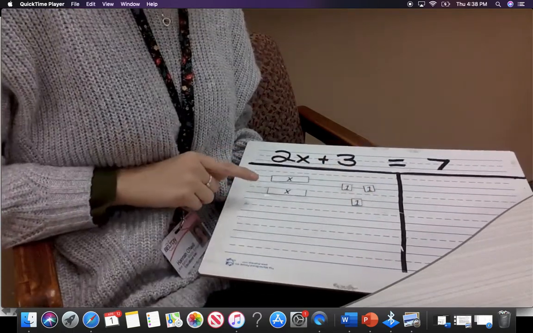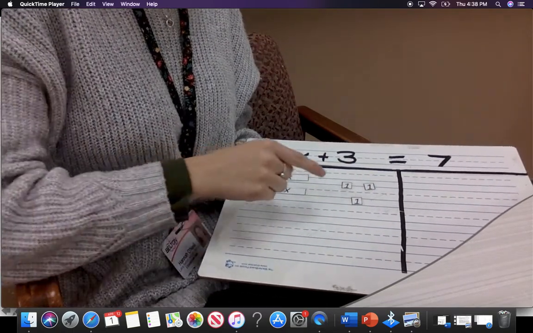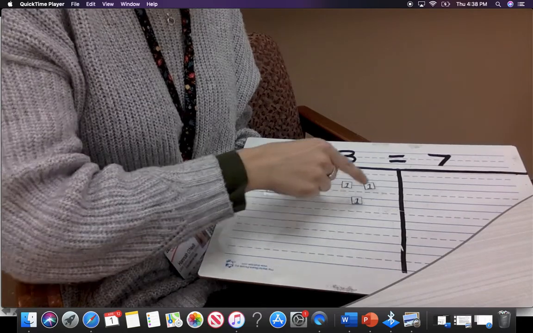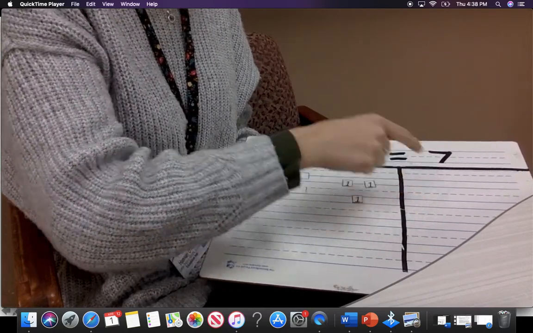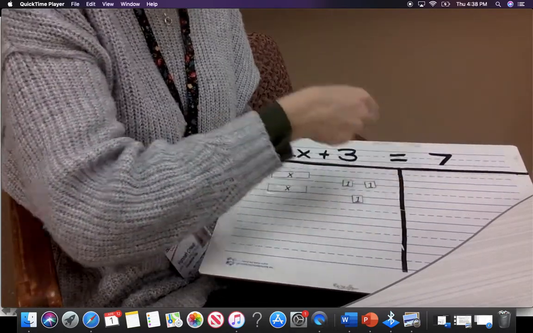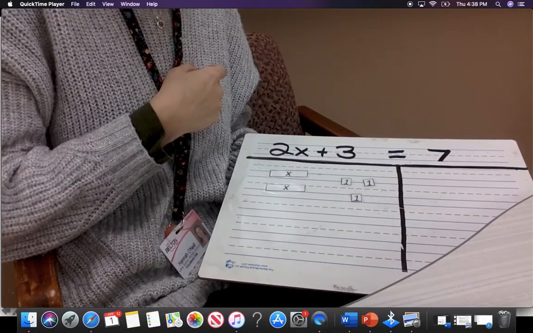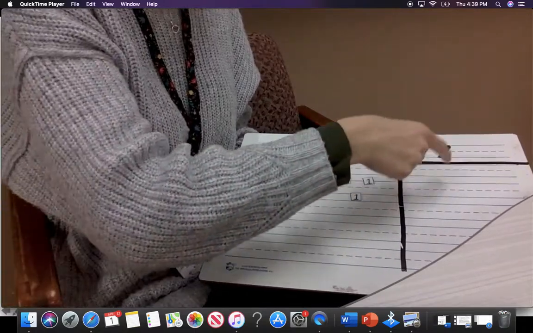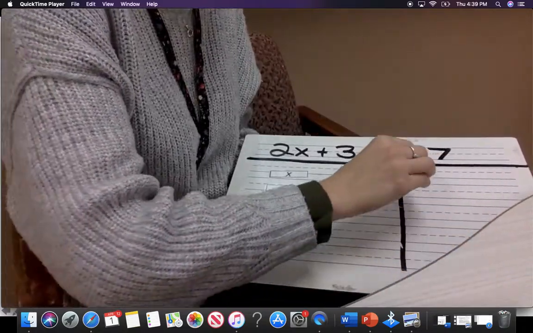And here we have 2x plus 3. So now who can tell me what's going to be over here? Are we going to have some x's, or are we going to have a bunch of 1's? Right, we are going to have a bunch of 1's, right? So let's put down 7 1's.